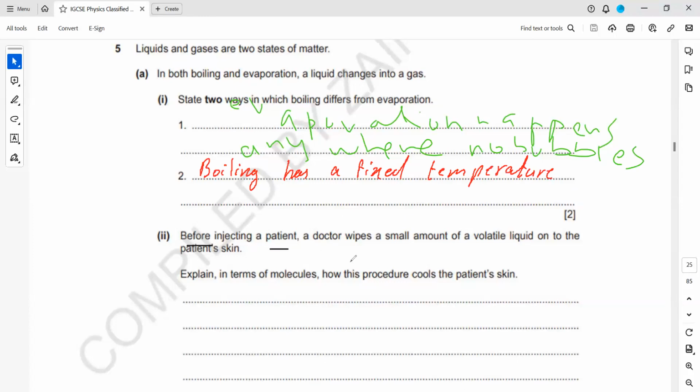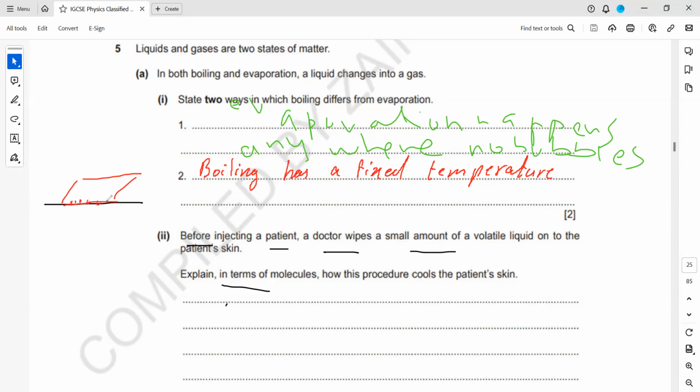Before injecting a patient, a doctor wipes a small amount of a volatile liquid onto the patient's skin. In terms of the molecules, how does this procedure cool the patient's skin? So what will happen? For example, this is the skin. The doctor is using a volatile liquid to clean the patient's skin, but how does this cool down the skin?